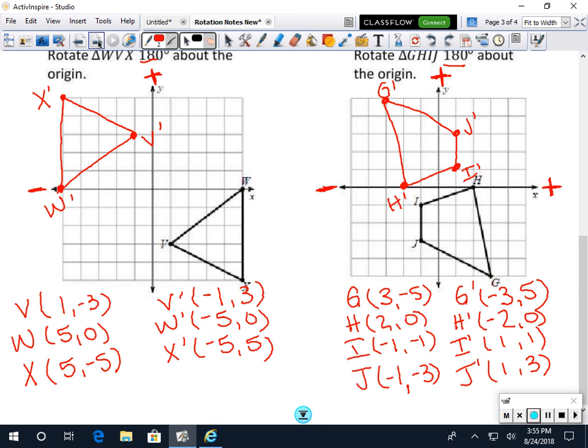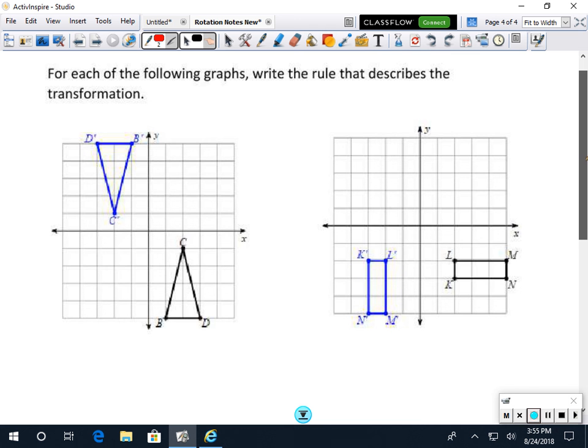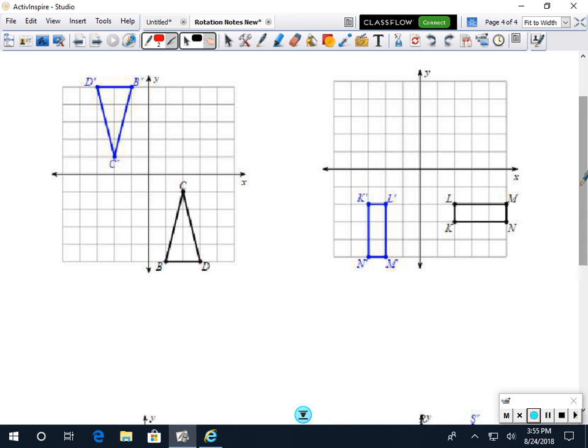All right, on the last page of the notes here, all we have to do is describe the rule for the transformation. Okay, so we're going from our pre-image to our image. Okay, and I've moved this 2 quadrants. So in other words, this is 180 degrees. And it doesn't matter, I don't have to say clockwise or counterclockwise, but I do need to say that this is about the origin. We can abbreviate that.